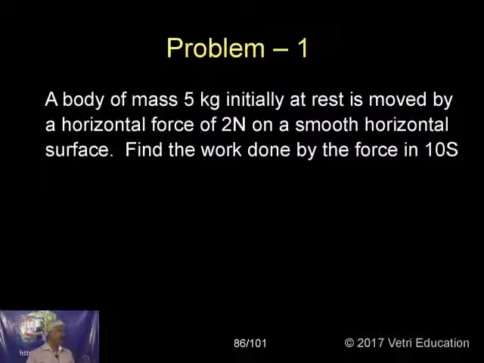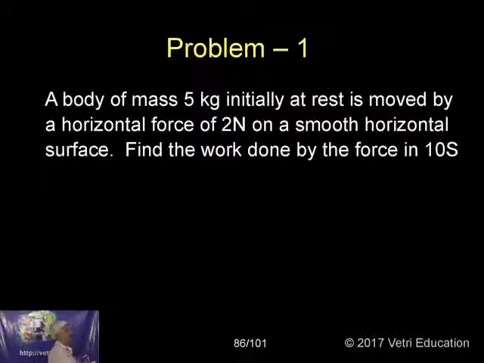A body of mass 5 kg initially at rest is moved by a horizontal force of 2 Newton on a smooth horizontal surface. Why I put smooth horizontal surface means you have to avoid the frictional force. We already told you that whenever the body moves on a horizontal surface, it is opposed by the frictional force. So we are eliminating the frictional force. Find the work done by the force in 10 seconds.